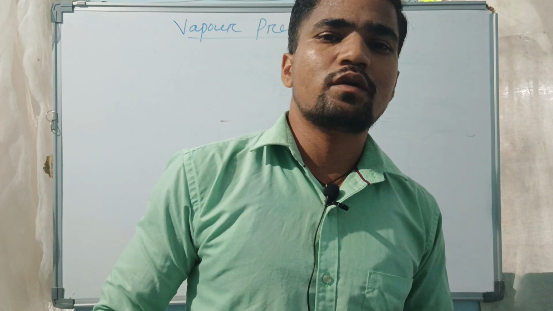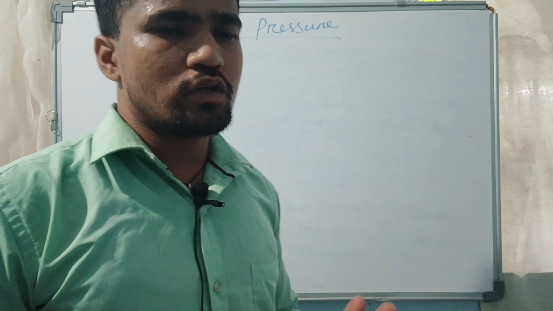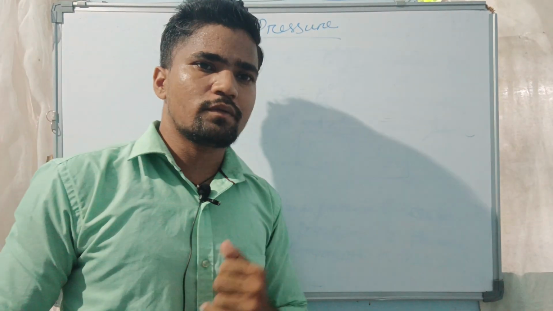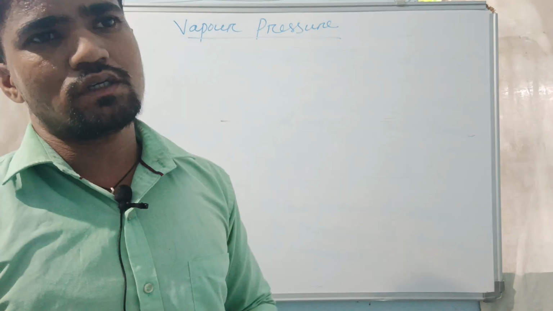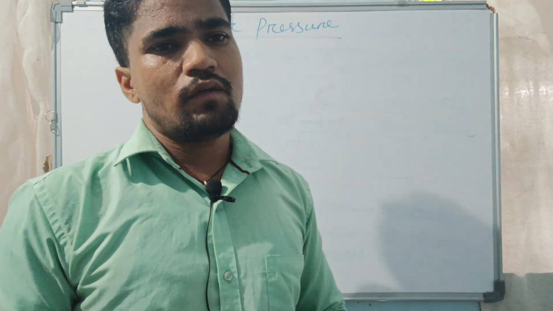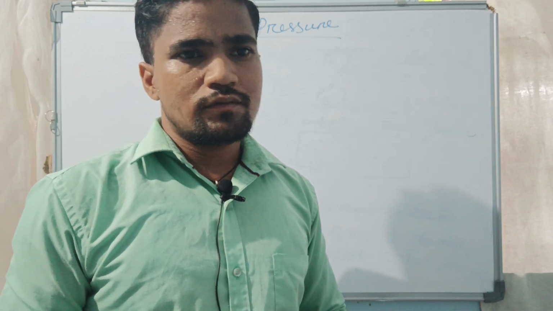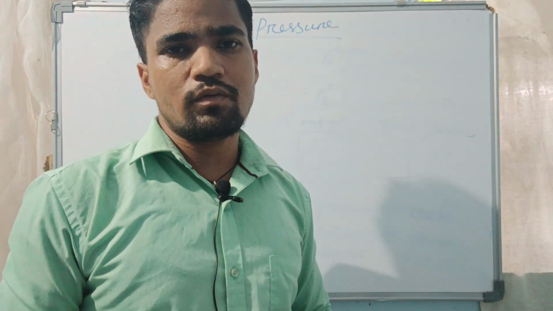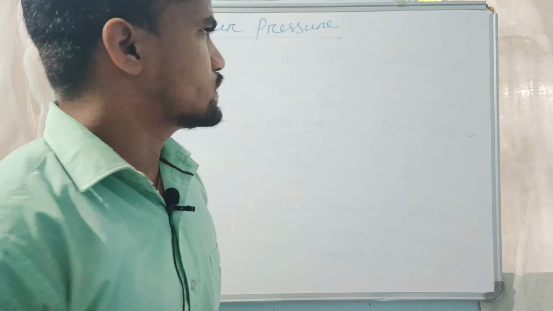So in this video, we have to discuss vapor pressure and Raoult's law. Okay, so let's start. So vapor pressure. What do you mean by vapor pressure? Vapor pressure means we know that at a constant temperature, the pressure exerted by the vapor of a liquid on its surface when they are in equilibrium is called vapor pressure.